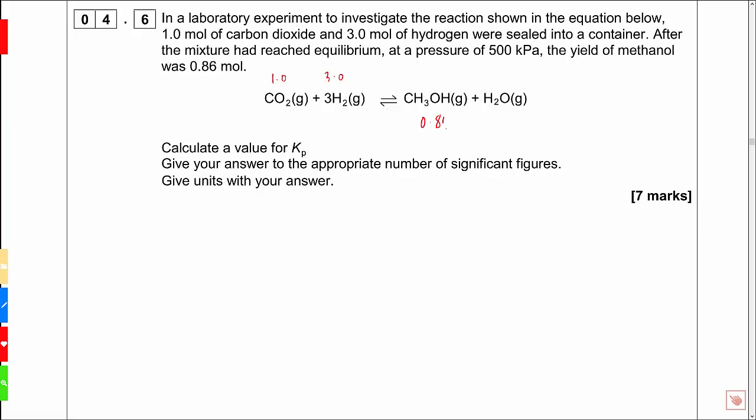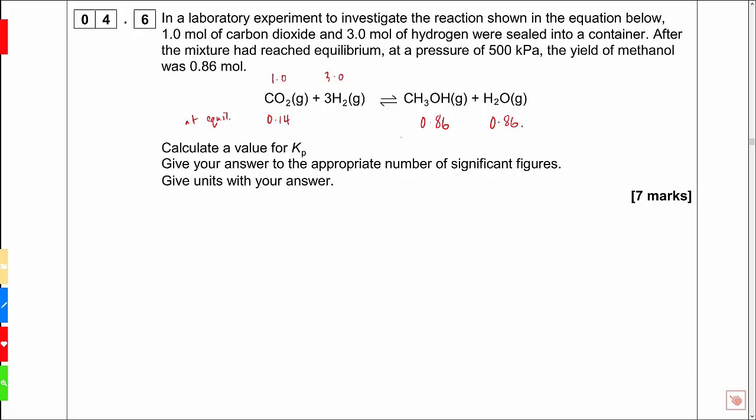Now I know that that methanol has to have come from the reaction here. It cannot have come from anywhere else. So I know that if this is a ratio here of 1 to 1, that 0.86 must have come from this reacting 0.86 worth. So 0.86 of this must have reacted. This is at equilibrium, by the way, this bottom portion here. So I know that if 0.86 of this has reacted, then I will have 0.14 left because I started with 1. Now if we've produced 0.86 of this, then we must have also produced 0.86 of this.